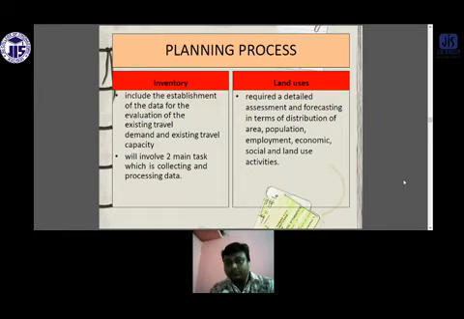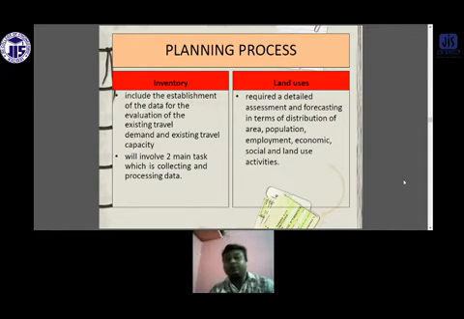and the land use. There are two aspects which we need to always keep in our mind. If we are talking about the inventory, it includes the establishment of the data for the evaluation of the existing travel demand and the existing travel capacity. Inventory means what we have, and land use means what the various types of land use are where we want to do some planning. We are thinking to implement some planning process.